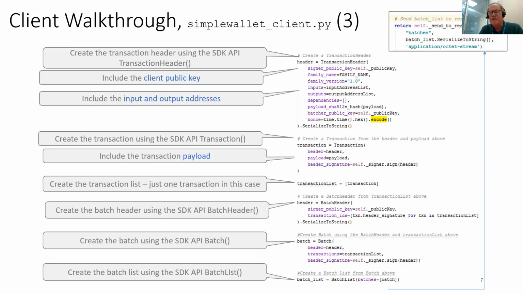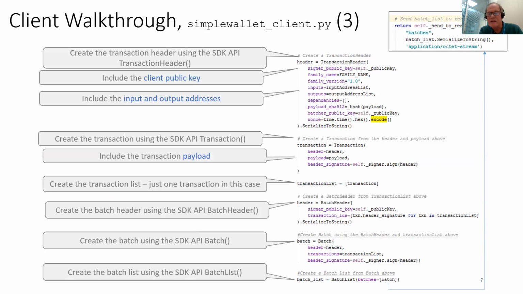So next we create a transaction header. We put the public key in there, the family name and version, and the input and output list, which is in this case the same. It's just the address of that wallet that we're depositing to. We have the hash of the payload, which is again just deposit, comma 5 for depositing 5 units to the wallet. The transaction header is serialized.